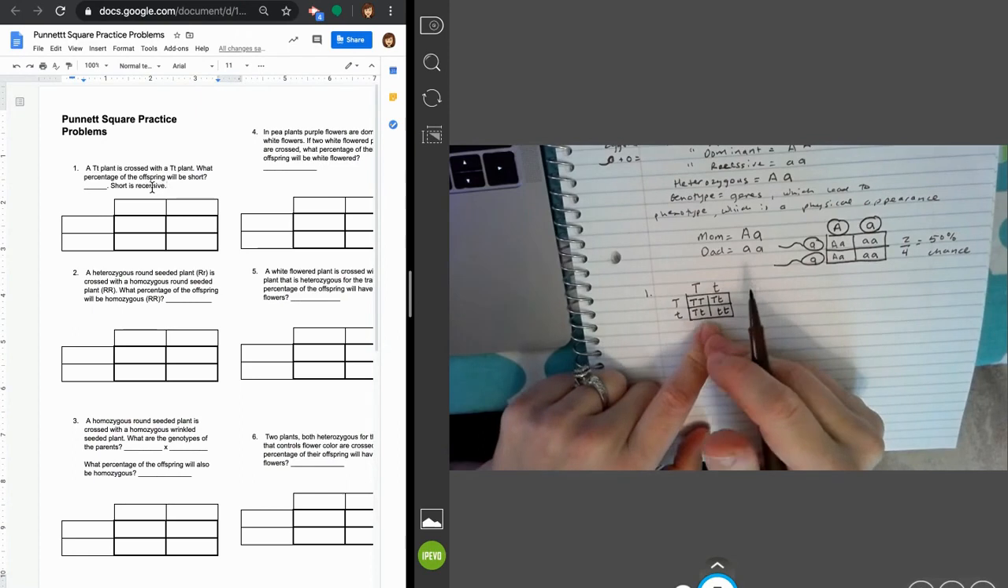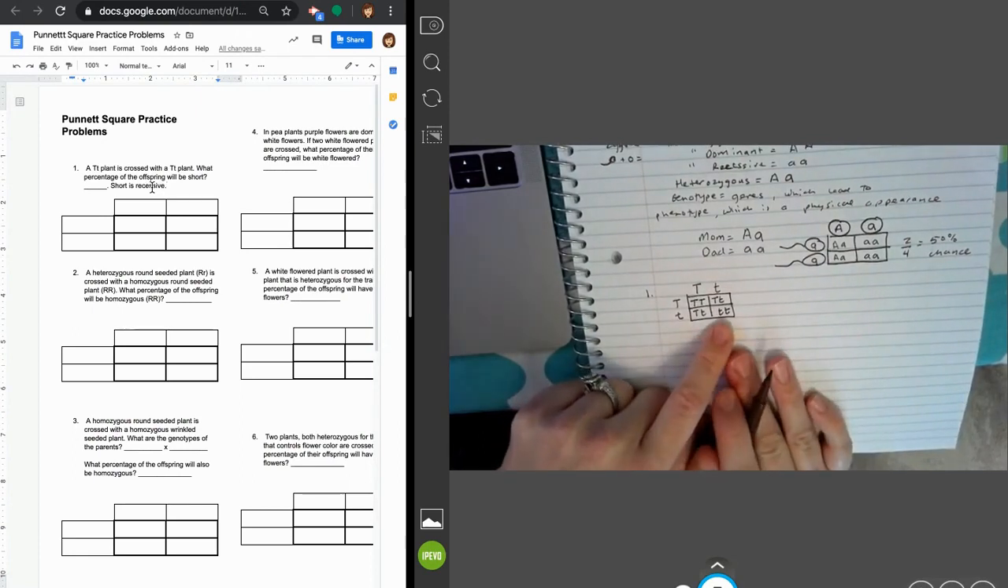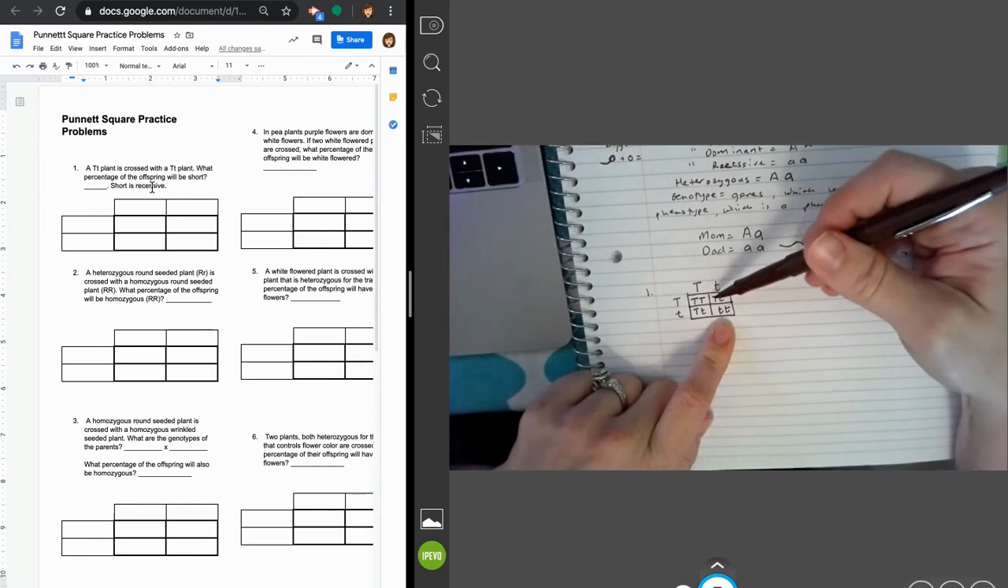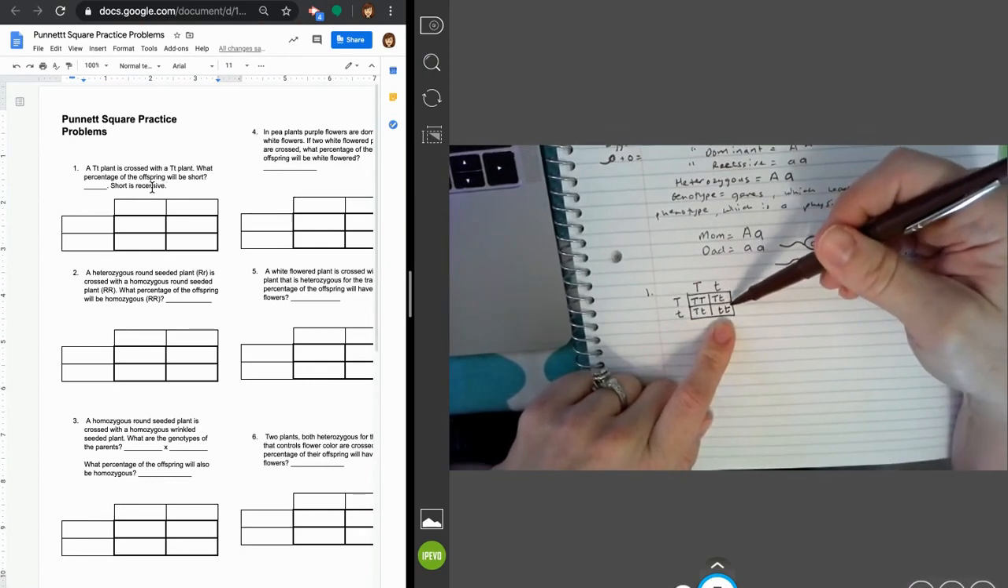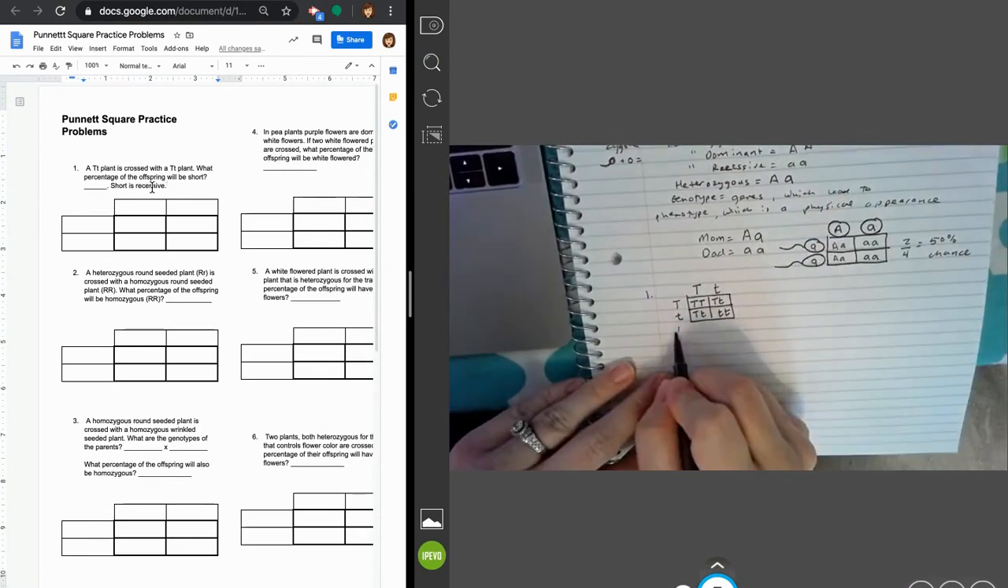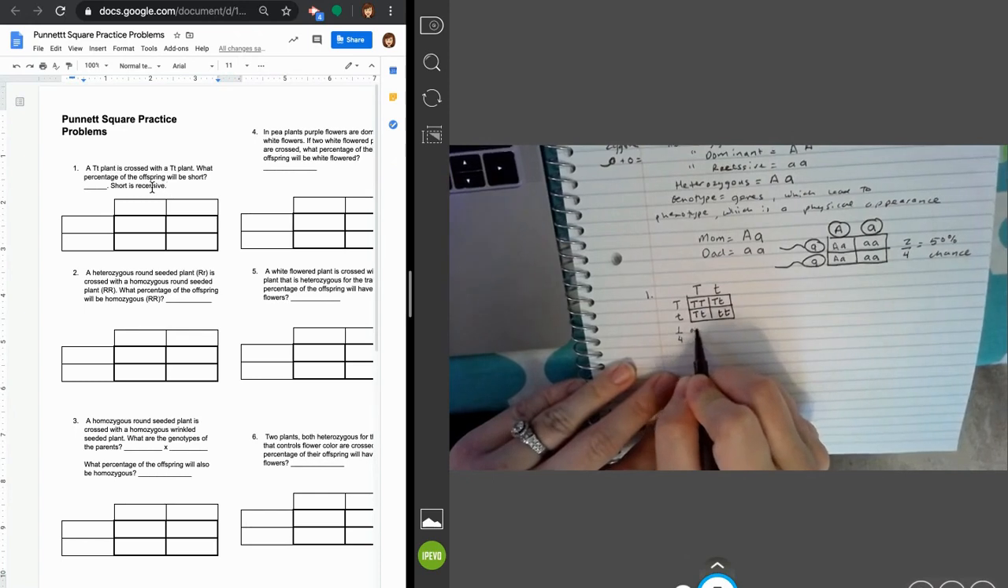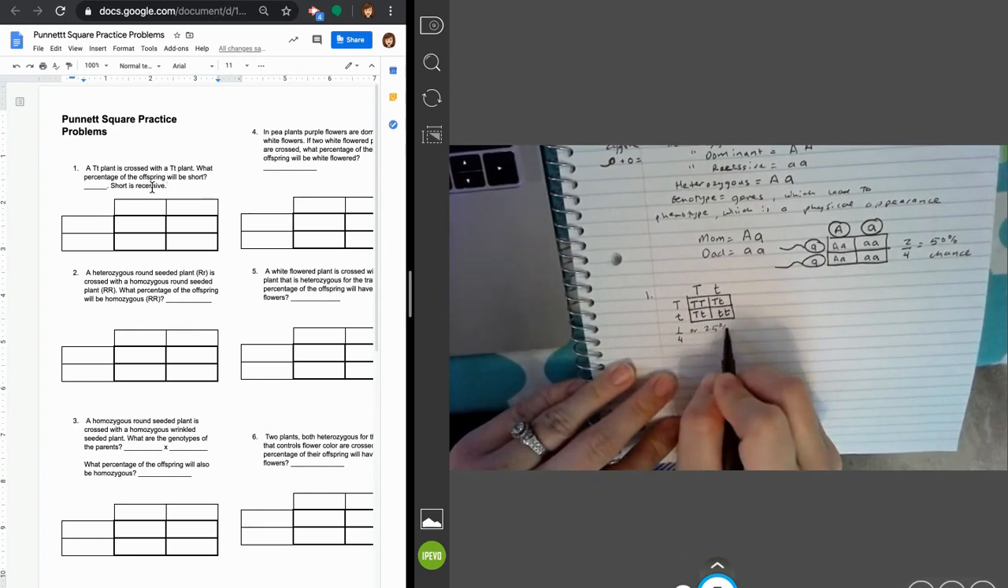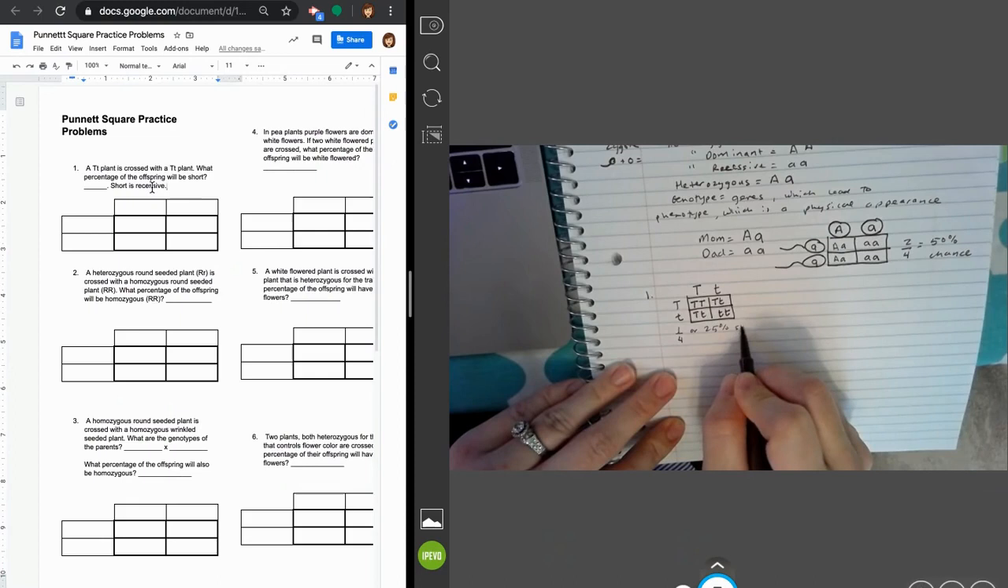So go back to the question, what percent will be short? Short is recessive. The only way to express a recessive trait is to have 2 alleles that are recessive, because remember, when you have one dominant trait, it overshadows the recessive trait. So I have a 1 in 4 chance or a 25% chance of having a short offspring.